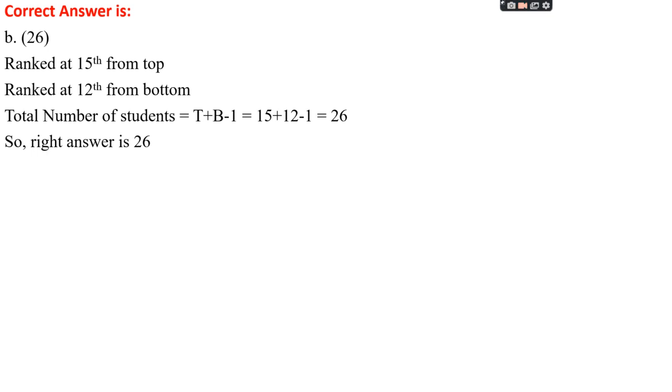If we see the rank of Raj Lama, that is 15th from top and 12th from bottom, we have a formula for the total number of students. The total number of students is equal to the left side rank plus the right side rank, or either the top side rank plus the bottom side rank, minus 1. So the top rank is 15 plus the bottom rank 12 minus 1, and we get 26, which is the right answer.